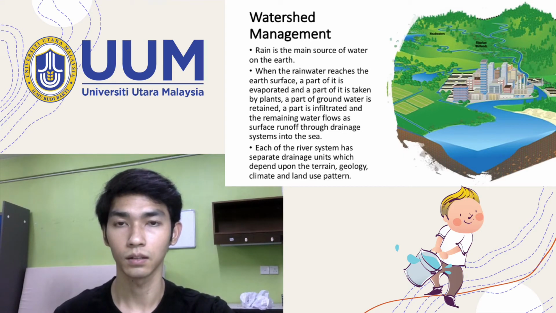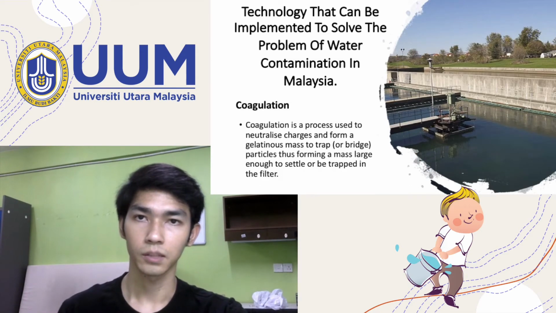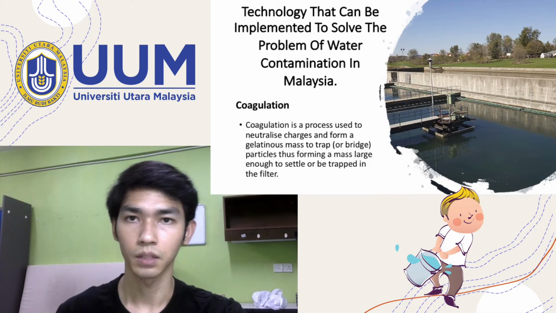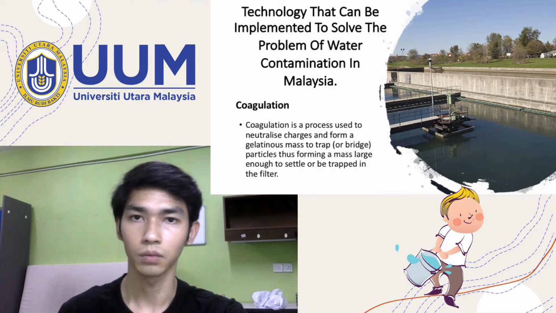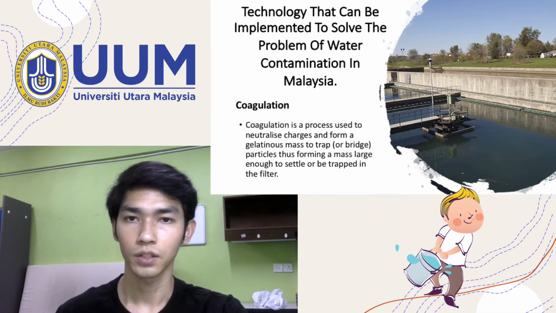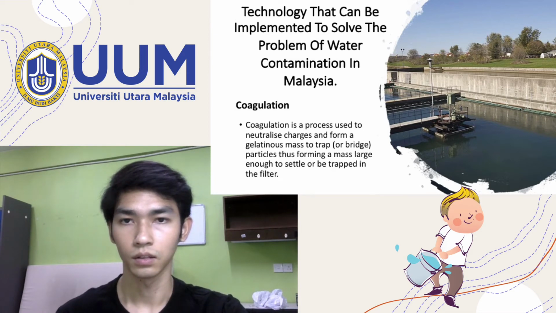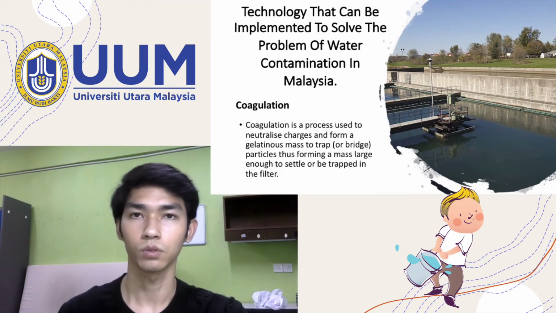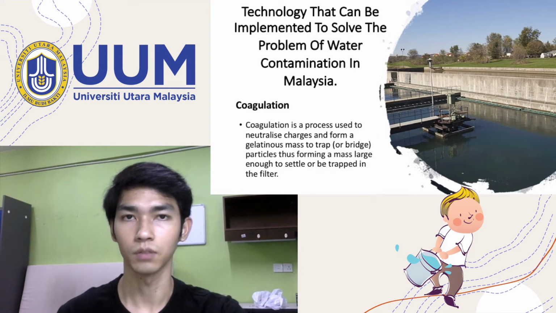So next, I will explain about the technologies that can be implemented to solve the problem of water contamination in Malaysia. Firstly is coagulation. Coagulation is the process used to neutralize charges and form a gelatinous mass to trap or bridge particles, thus forming a mass large enough to settle or be trapped in the filter.